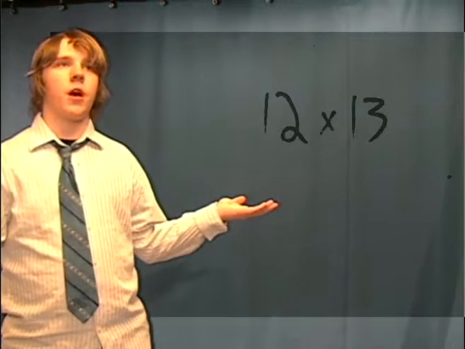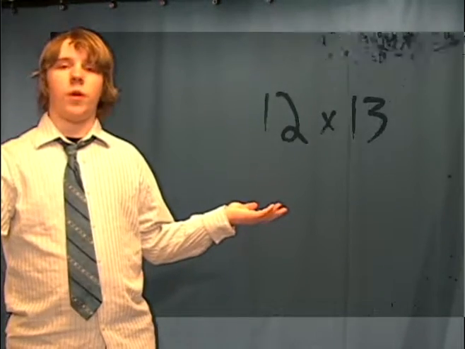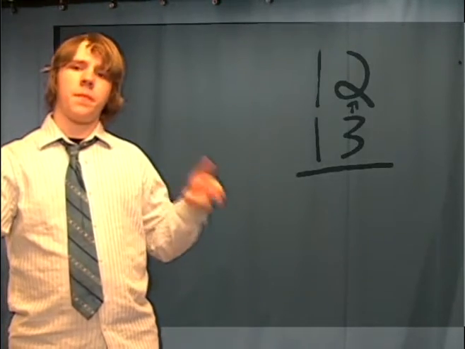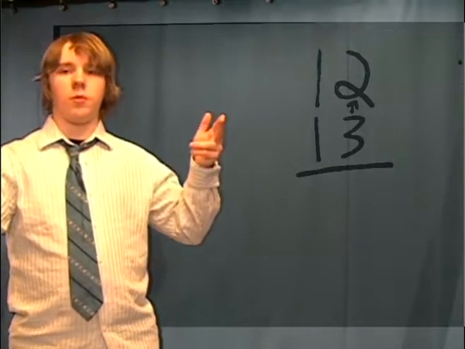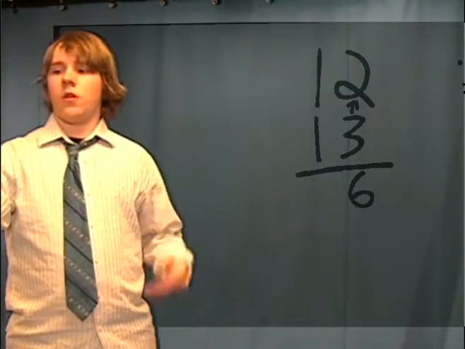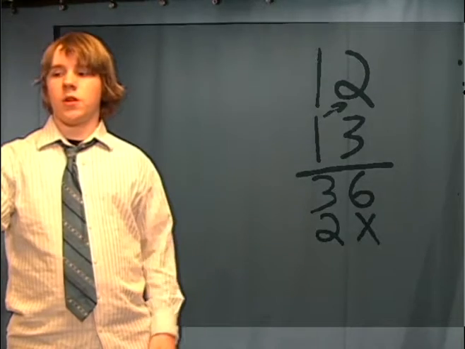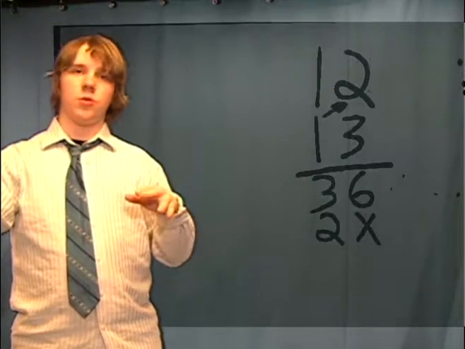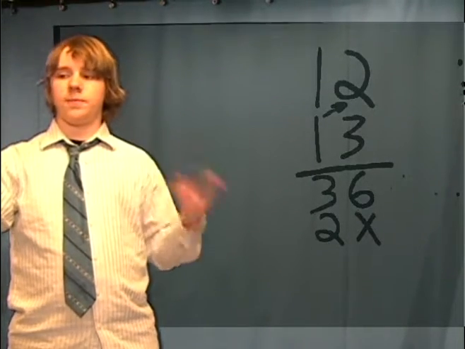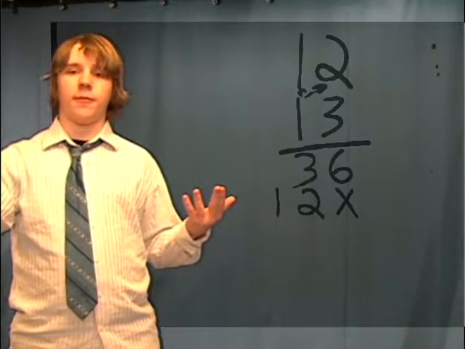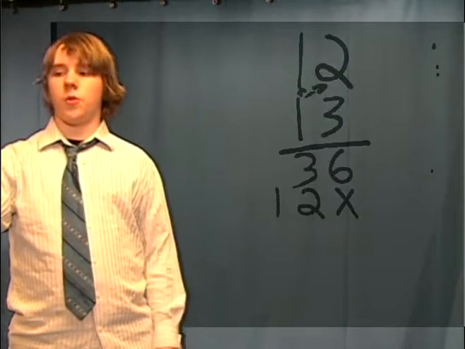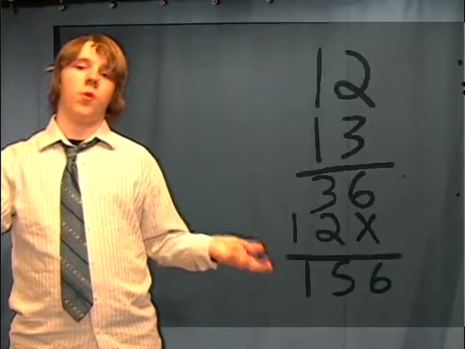Now the slower, more common way would be like so. Say we have 12 times 13. What we would do is 3 times 2 makes 6, 3 times 1 making it 3, so that's 36. And then 1 times 2, we have 2, and then 1 times 1, we have 1, having 120. Adding together for the answer of 156.